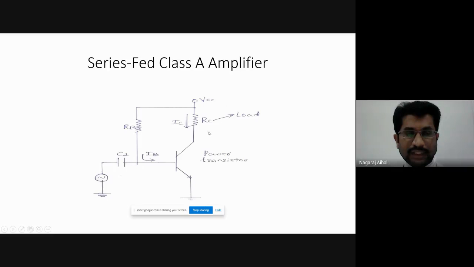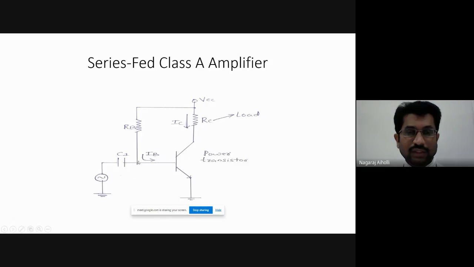In this series fed class A amplifier, it is similar to the fixed bias circuit. Right, in module 1, you have studied the various types of biasing circuits, that is fixed bias circuit, emitter bias circuit, voltage divider bias circuit, collector to base bias circuit, right? All these biasing circuits you have studied in module 1. This is nothing but the fixed bias circuit. Series fed class A amplifier is the fixed bias circuit.